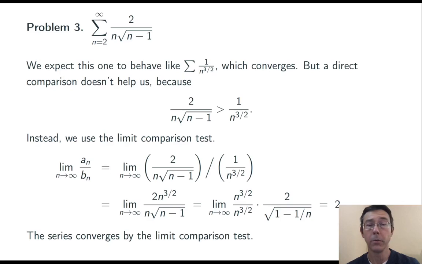Since that's a finite number greater than 0 but less than infinity, the series sum 1 over n to the 3/2 and sum 2 over n square root n minus 1 both converge or both diverge. Since the sum of 1 over n to the 3/2 converges, so does our series.